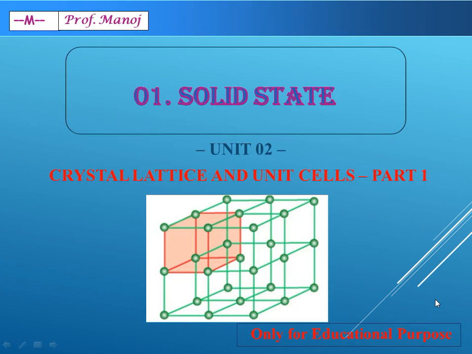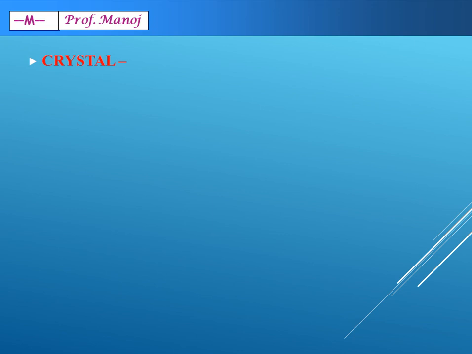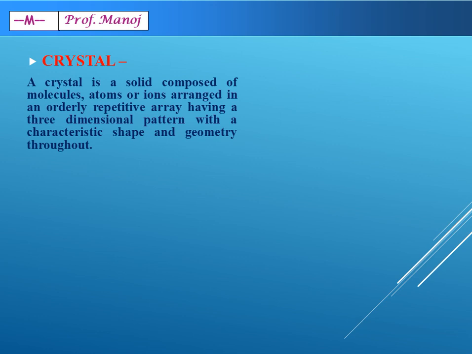Let us start today with the second unit of solid state, crystal lattice and unit cells. This unit is divided in two parts. We are currently studying part 1. The first term in crystallography is crystal itself. Crystal is a solid composed of molecules, atoms or ions which are all arranged in an orderly repetitive manner such that we get a three-dimensional pattern, and they have a characteristic shape or a perfect geometry throughout.